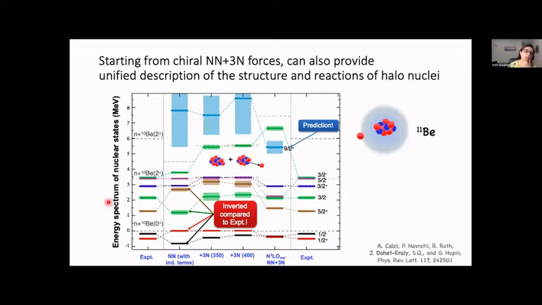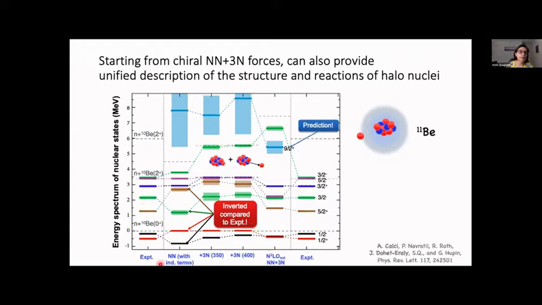And what I'm showing here is a study of how the spectrum of energy levels of beryllium-11 varies, or depends on the type of trinucleon force that is included in the calculation. And here, what we did was to play a little bit with the regulator of the trinucleon force to see what effect it had. And then we also performed calculations with the N2LO-SAT chiral interaction.